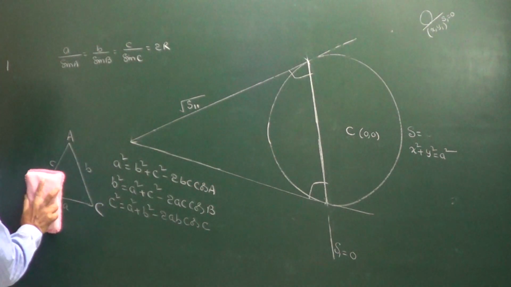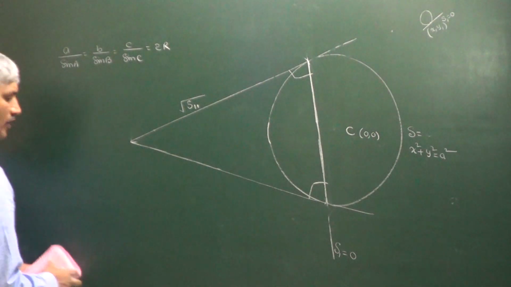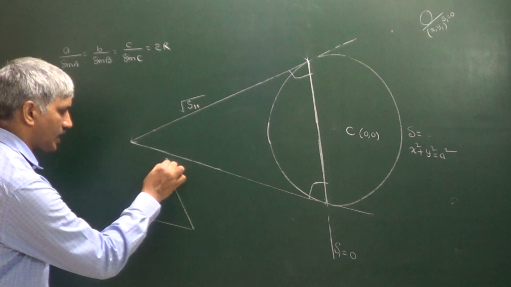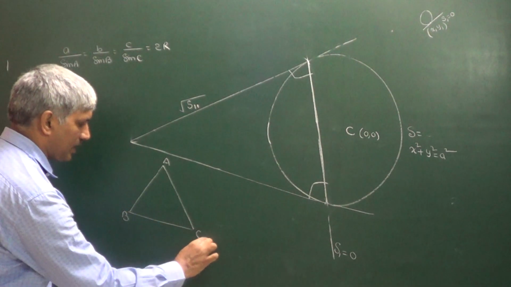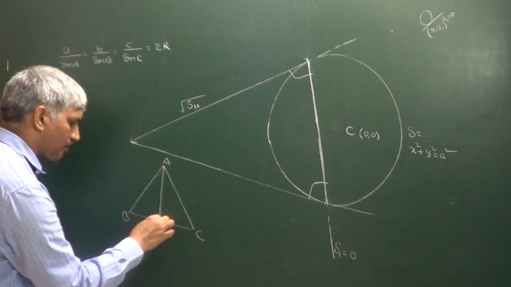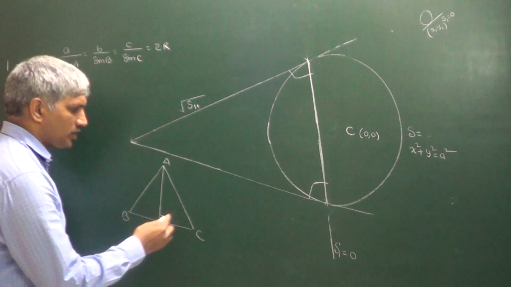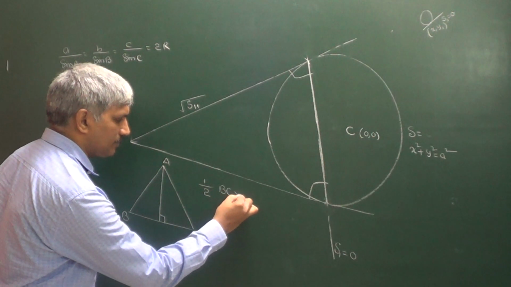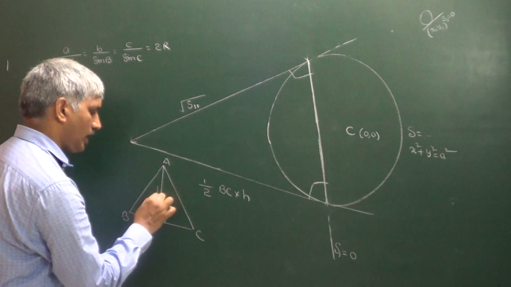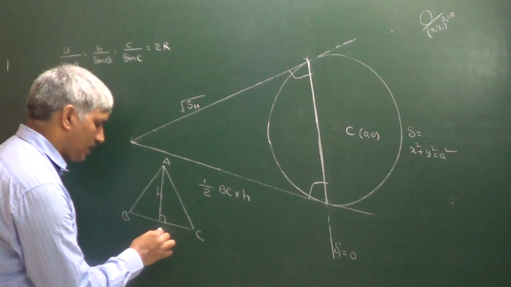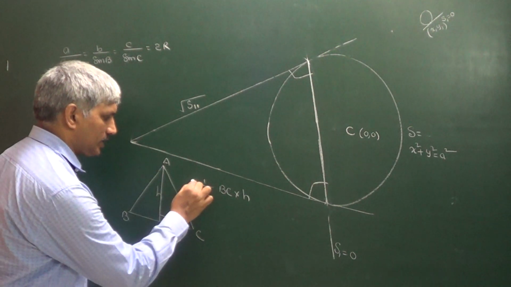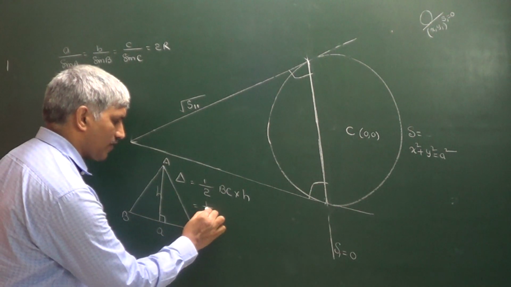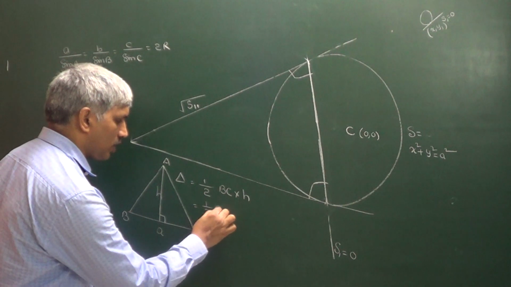Now we want to find out the area of a triangle. How to find out the area of a triangle ABC? Let us take this triangle ABC. Now from this a line is drawn perpendicularly. What is the area of the triangle? Half into base BC into height, say h. You know very well this BC is nothing but small a. That's why the area of the triangle we can call delta. Delta is equal to half into BC, that is small a, into h.